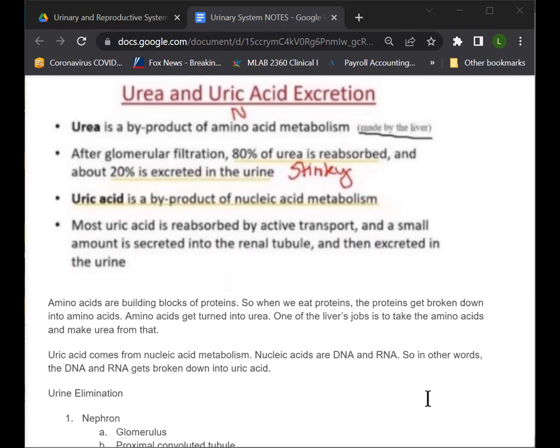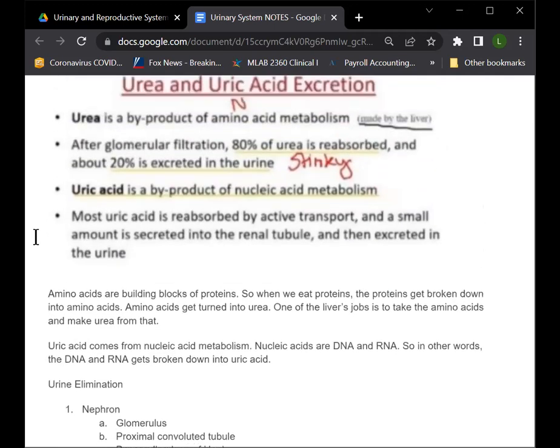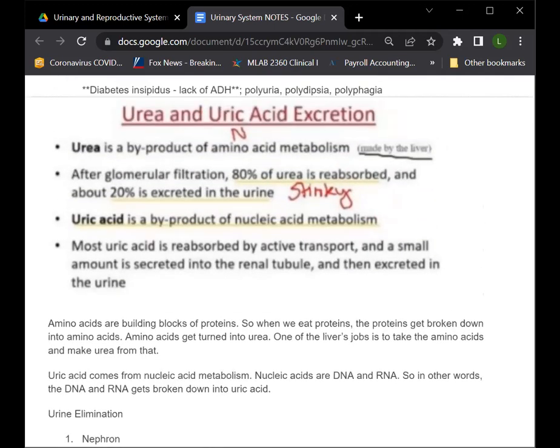Right, now let's take a look at uric acid. Uric acid is supposed to come from nucleic acid metabolism. And nucleic acids are supposed to be things like DNA and RNA. And so essentially, when you consume substances that have DNA and RNA, they're just going to get broken down into uric acid.